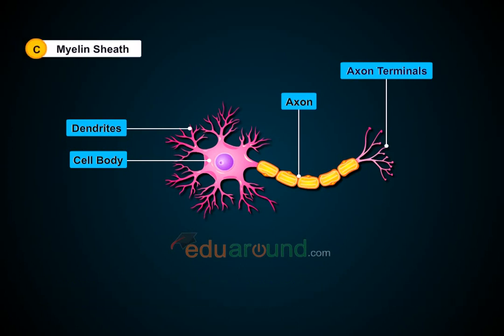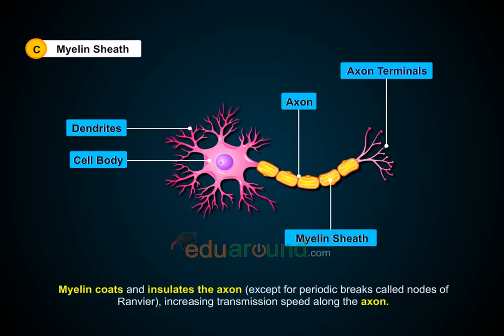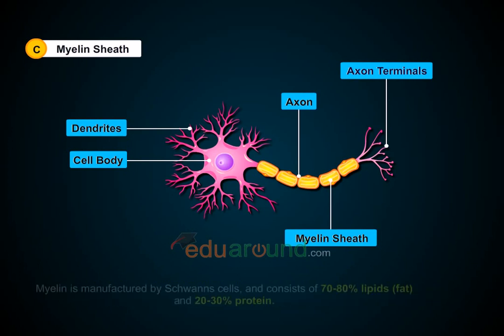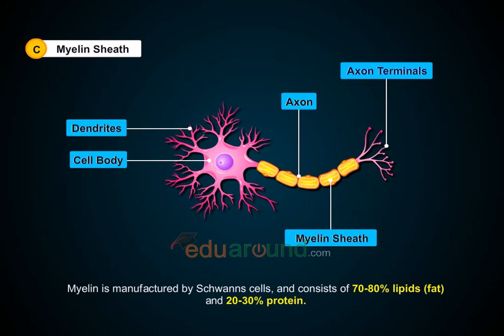C. Myelin sheath. Myelin coats and insulates the axon, except for periodic breaks called nodes of Ranvier, increasing transmission speed along the axon. Myelin is manufactured by Schwann cells and consists of 70 to 80% lipids, that is fats, and 20 to 30% protein.